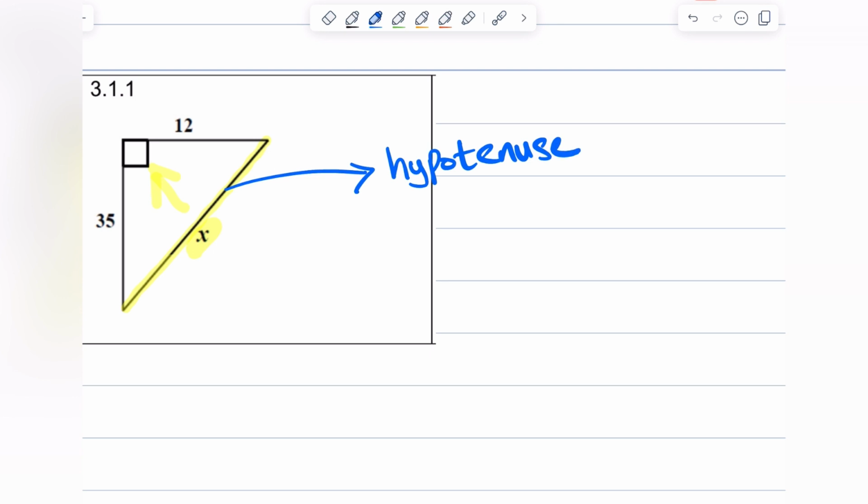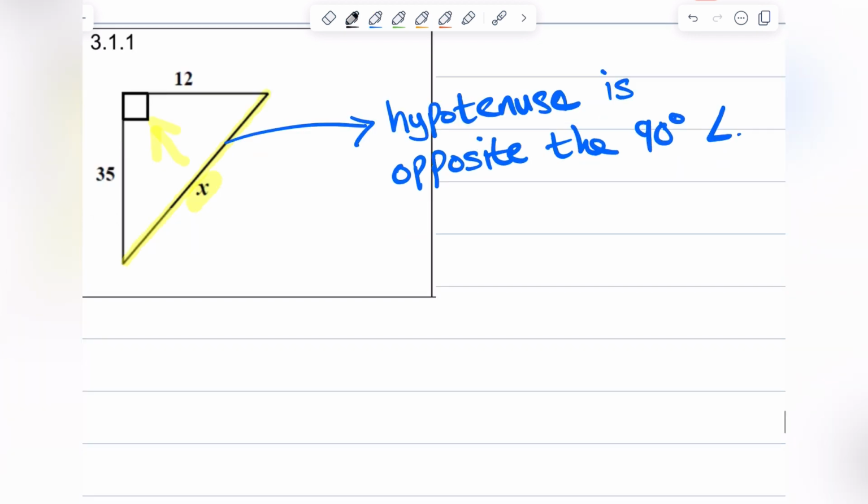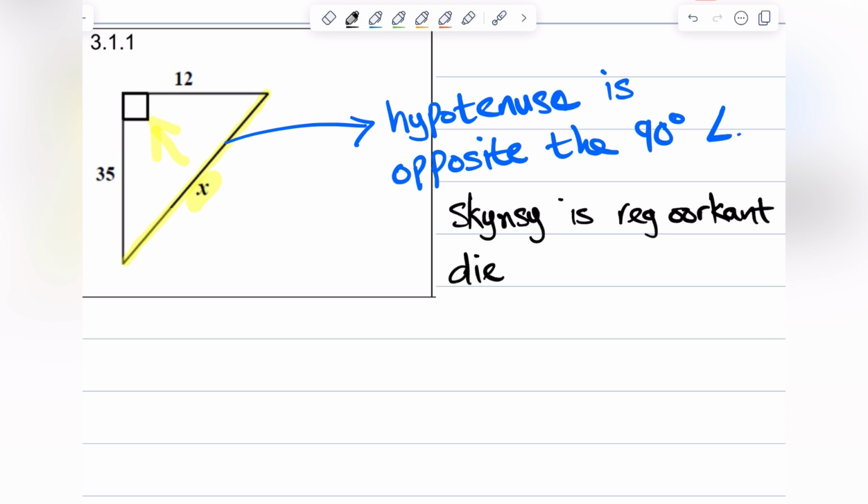or die skynsy in Afrikaans, the hypotenuse is opposite the 90-degree angle. So die skynsy natuurlik in Afrikaans, die skynsy is reg oorkant die 90 grade hoek. Right, so that is how we know that we are needing to calculate the hypotenuse or the length of the hypotenuse side.